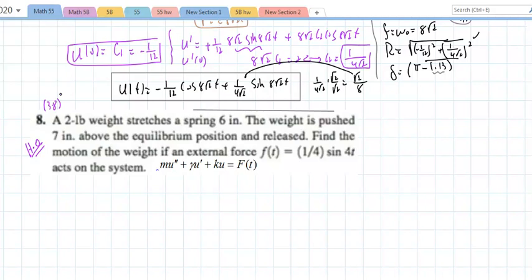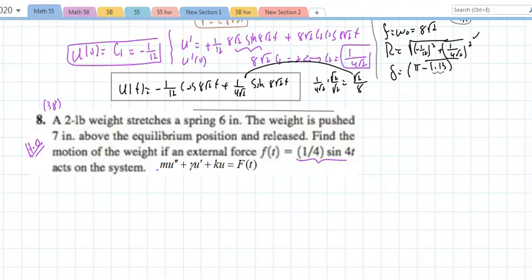In 3.7, the external force is 0. In 3.8, the external force is given. So that's the difference between like 3.1, 3.3, 3.4, which are homogeneous, and 3.5, which was non-homogeneous. The particular solution. Nothing new, you've done all of this.